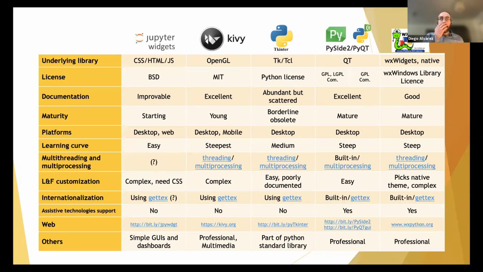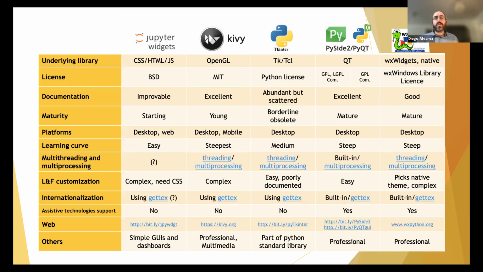Now we enter into linking this with what we have been discussing in the previous session. How do we use multiprocessing and multithreading with these toolkits? Well, for Jupyter widgets, I really don't know. I have no idea if it supports any sort of threading or multiprocessing. The point about Jupyter widgets is that it is meant to be for simple GUIs or dashboards. It's not meant to do heavy calculations, so I think the use case for Jupyter widgets simply doesn't lend itself to multithreading or multiprocessing.